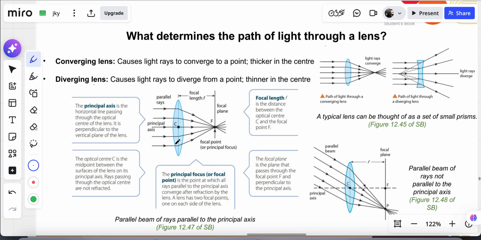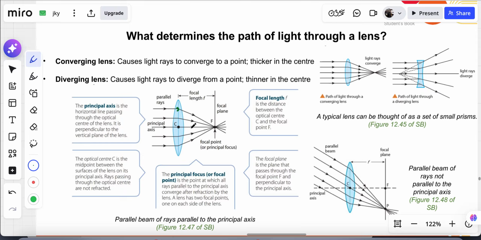Okay, this is a convex lens. It causes light rays to converge at a point. Because it has one rule: any light that is parallel to the principal axis, this is the principal axis, and this is the optical center of the lens. If we draw a horizontal straight line at the center of the lens, that is called the principal axis. Any ray that is parallel to the principal axis is refracted to pass through the focal point. When it gets here, it will be refracted to pass through the focal point.